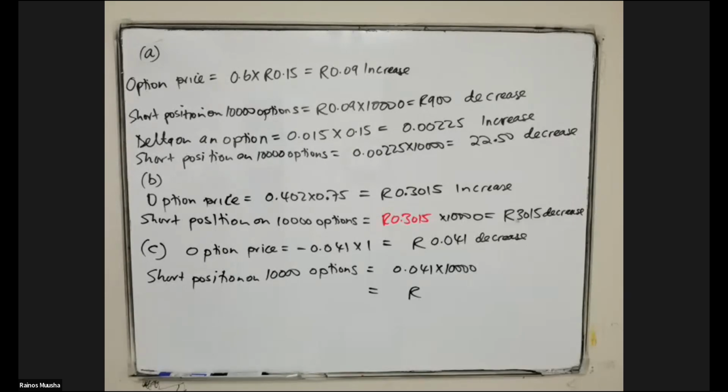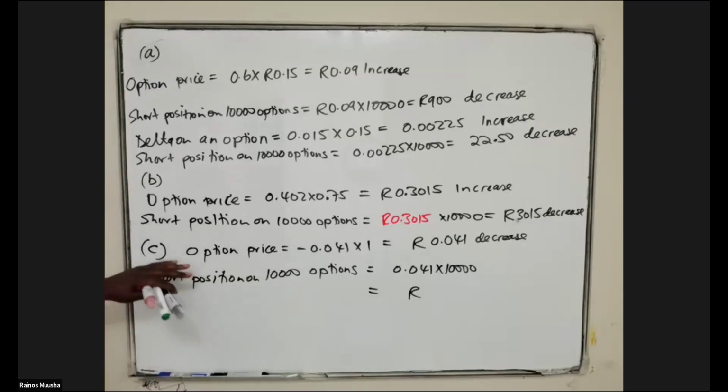Sorry, Rhino. Yes? Yes, Rhino, I just want to check something. You just mentioned that the closer you move to the maturity, the lesser the option price. So with regards to the first two option prices that you calculated, what's happening? Because I see you have an increase.